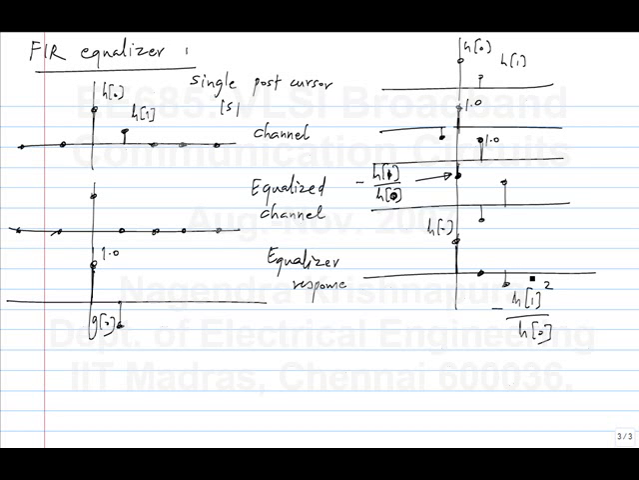So is the equalized response better or worse than the original one? Here also we have 2 taps, right? Here we have the main cursor and this one. Here also we have the main cursor and it is 2 positions away. Is this better or worse? Better. Why is it better?